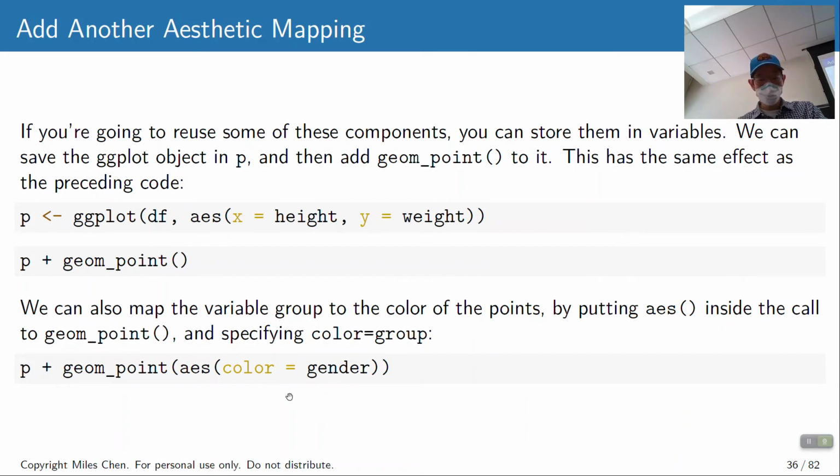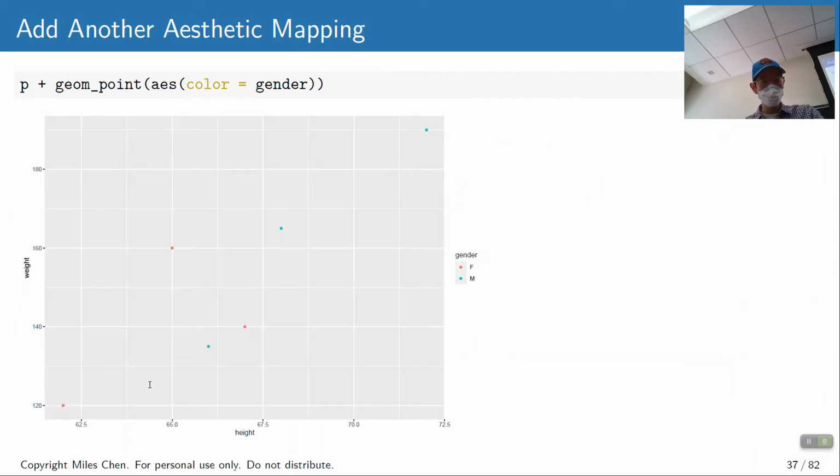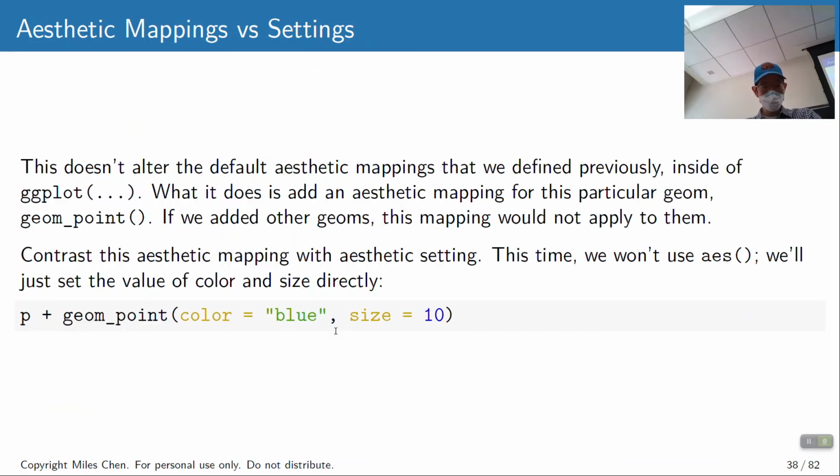Okay? So I could put this mapping, gender to color, in this aesthetic mapping, or I could also put an aesthetic mapping inside the point object. And it does this. It maps color to the gender. Now, this is a little bit hard to see because the points are so small. So you can change the settings of this thing, okay?